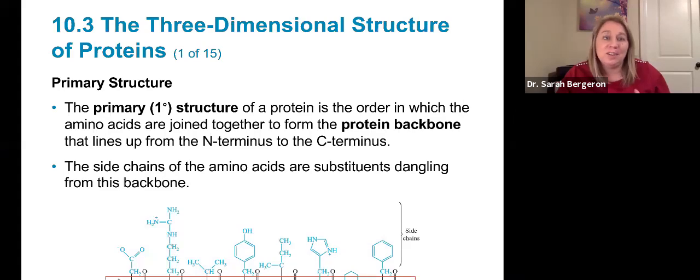All right, we are on chapter 10, section 3, and we're going to talk about the three-dimensional structure of proteins, because proteins don't exist as just a string of amino acids, right? That's all we've talked about so far, and that's really just the very basics. That's the primary structure of a protein. So it's the order in which our amino acids are joined.